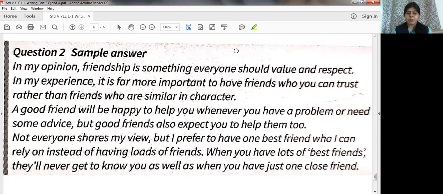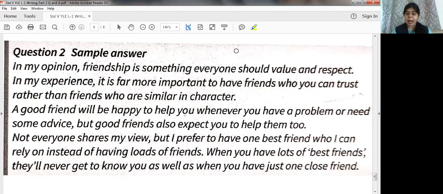Sample: In my opinion, friendship is something everyone should value and respect. In my experience, it is far more important to have friends who you can trust rather than friends who are similar in character. The question asked whether it is important to have friendship with a similar character. Similar character means having the same nature or the same liking. So it is more important to have friends whom you trust rather than similar character.